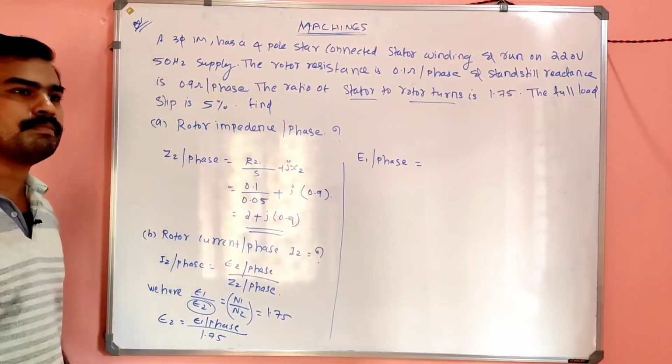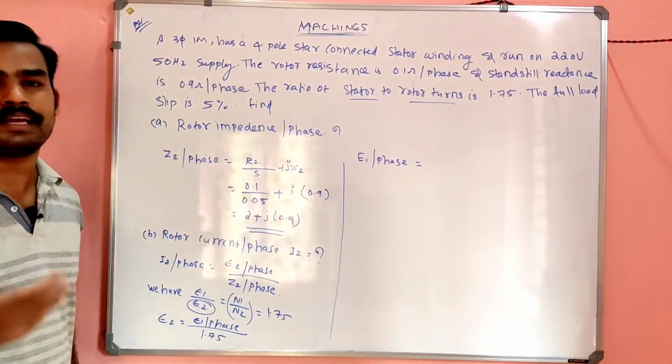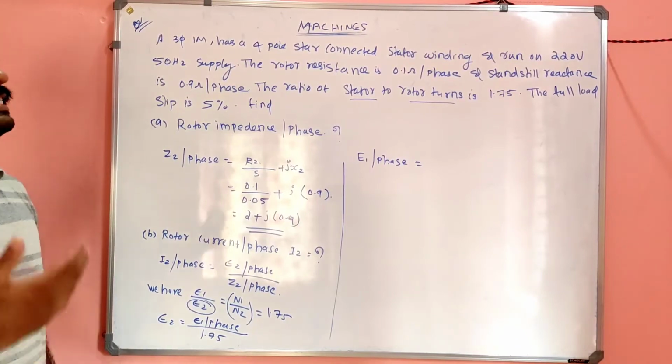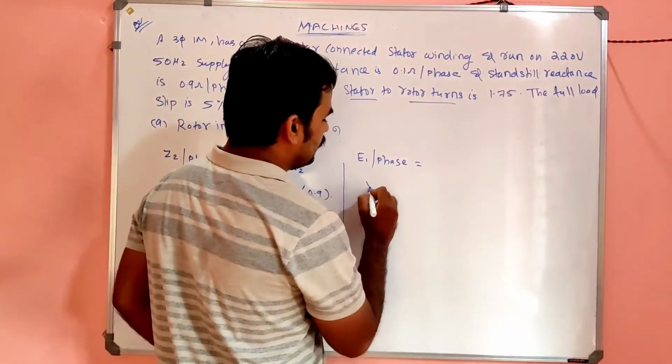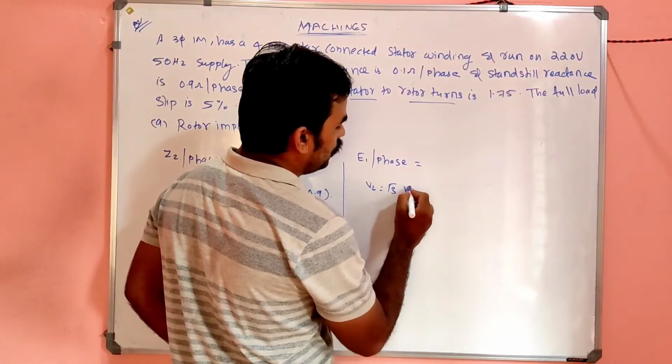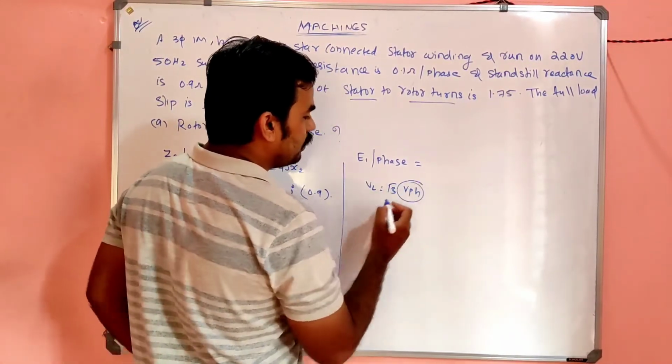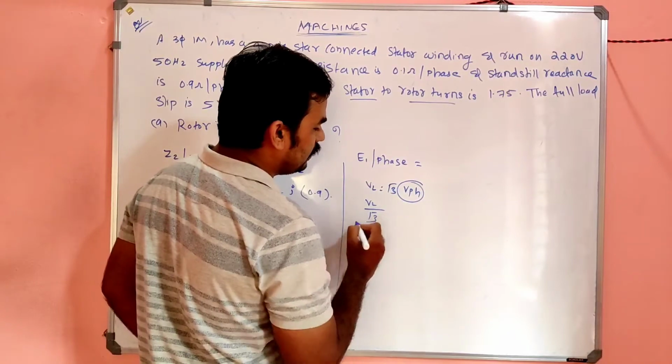So in a star connected system, what is the relationship between line and phase voltage? VL is equal to root 3 into V phase. So V phase will be equal to what, my dear? VL by root 3. Correct?